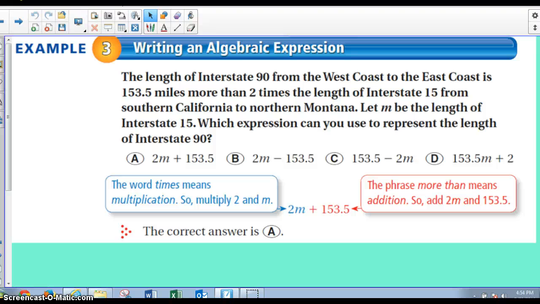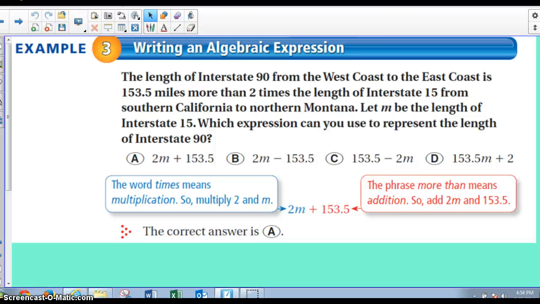Alright, let's take a look at example 3, writing an algebraic expression. The length of Interstate 90 from the west coast to the east coast is 153.5 miles more than 2 times the length of Interstate 15 from Southern California to northern Montana. Let M be the length of Interstate 15. Which expression can you use to represent the length of Interstate 90?